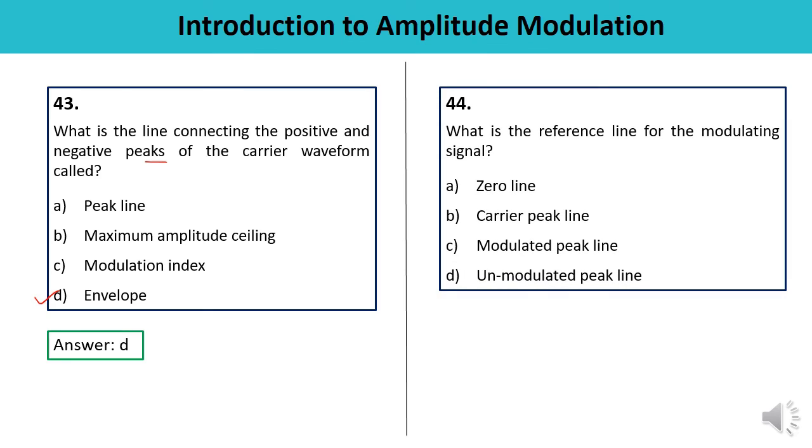Next question. What is the reference line for the modulating signal? Read all the options: zero line, carrier peak line, modulated peak line, unmodulated peak line. In this case, the reference line, you must remember, the modulating signal uses the peak value of the carrier rather than the zero at its peak. It means the correct option is B.